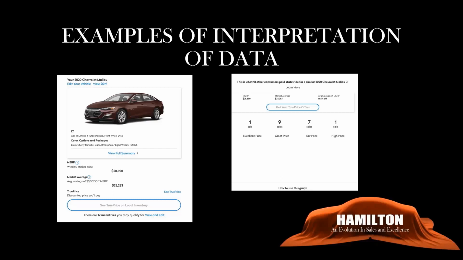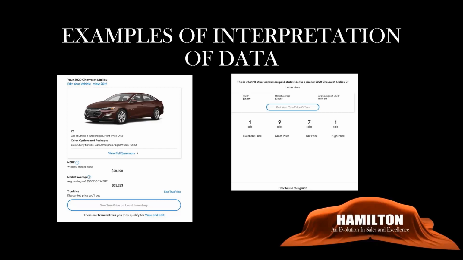Well, doesn't the price of demonstrators fall into this? Sure. Doesn't the price of service loaners fall into this? Doesn't the price of damaged vehicles that have been repaired fall into this? How about vehicles that utilize incentives for which that particular customer doesn't qualify? Yeah, those are involved in this also. So you have to interpret data and let the customer know that.